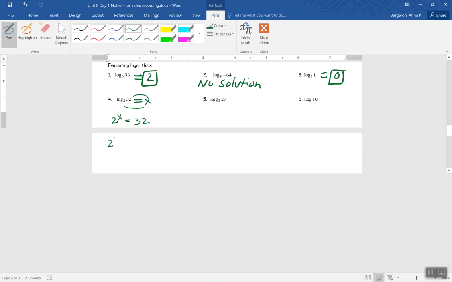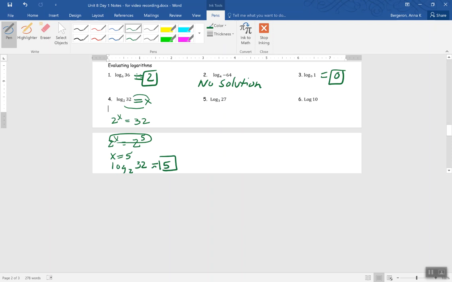So if I have 2 over here, I need this to be 2 to some power. So 2 to what power would give me 32? And that would be 5. 2 to the 5th power. 2 times 2 times 2 times 2 times 2 is 32. So 2 to the 5th equals 32. So now that my bases are the same, the exponents are equal as well. So that means that x would equal 5. So log base 2 of 32 is equal to 5. So my answer here is 5.